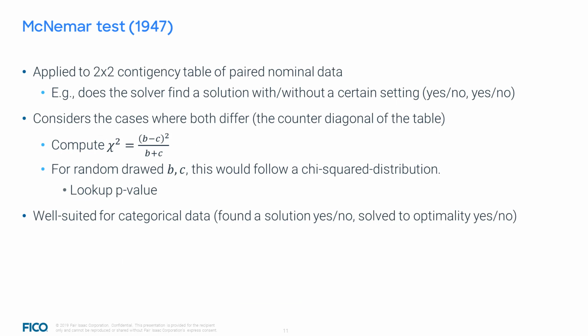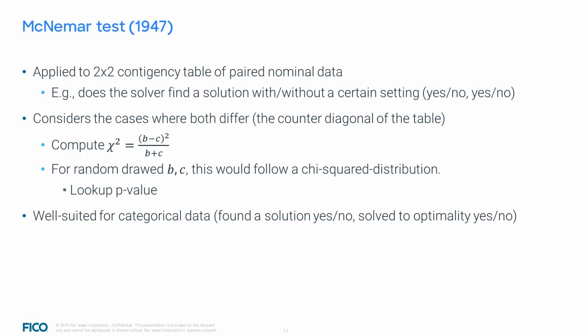There are two different statistical tests that are frequently used for computational experiments in mathematical optimization. The McNemar test is used for categorical data. Categorical data is data from finite, typically not ordered sets. The most common case is a yes-no question. For example, is this solver more likely to find a feasible solution than the other solver? Yes or no? Is it more likely to solve the instance to optimality? Yes or no?